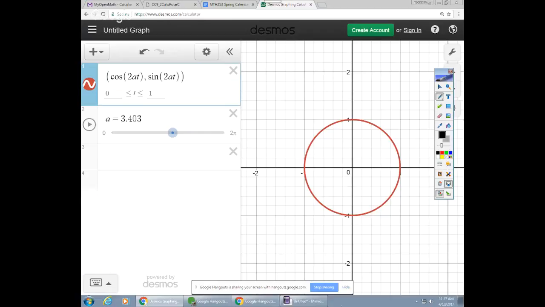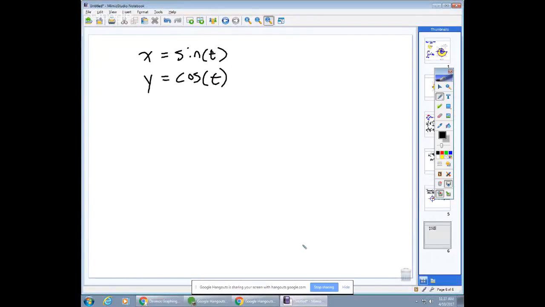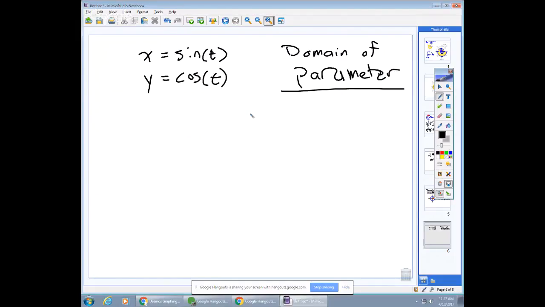So the trick about parameterizations is we have to keep track of more than one variable now. We have x to keep track of, y to keep track of, but we also have to think of the domain of our parameter. Okay, and so you say, who the heck cares about parametric equations? Well, it's a good question. I'm glad you asked. Parametric equations come up in a lot of different areas.